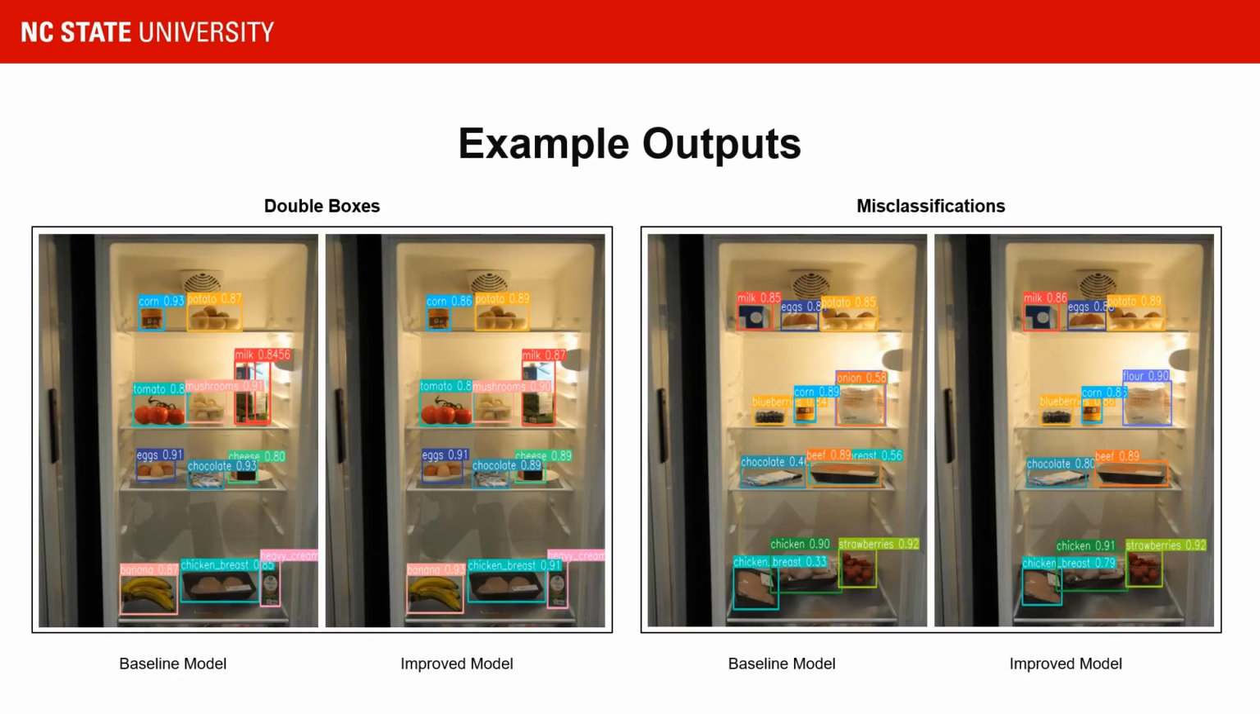Here's a comparison of outputs from our baseline model and our improved model. Our baseline model struggled with double boxes. On the left, you can see that it predicts two bounding boxes for a milk object. This is fixed in our improved model. On the right, you can see that our baseline model struggled with misclassification. It misclassifies flour as onions and beef as chicken breast. This is also fixed in our improved model.